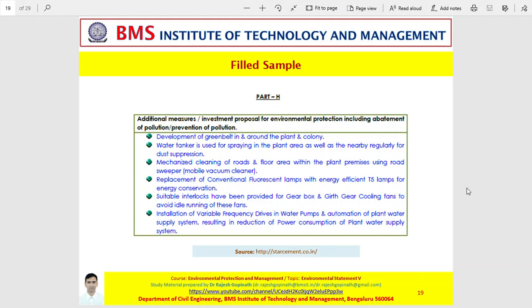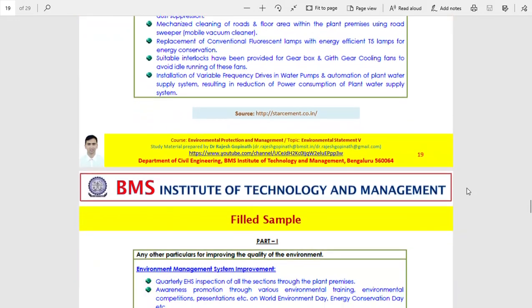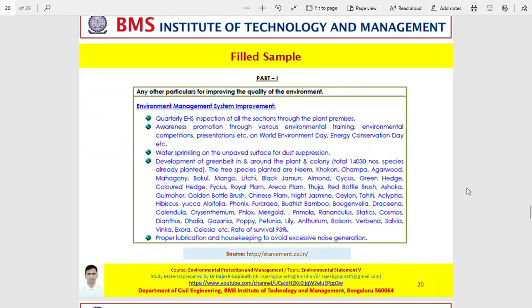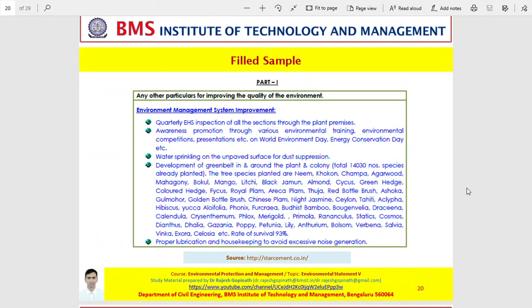Let's move on to slide 20. So, as I said, part I basically speaks about the miscellaneous aspects. So, any other aspect which has an impact or a bearing on the environment and has been omitted or left out from the regular entries of form 5 needs to be entered here.